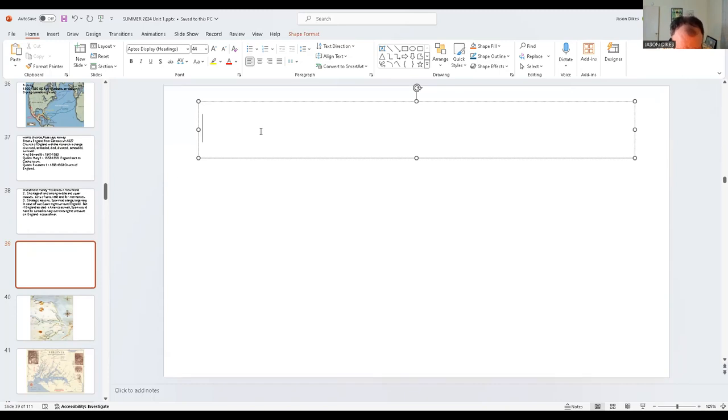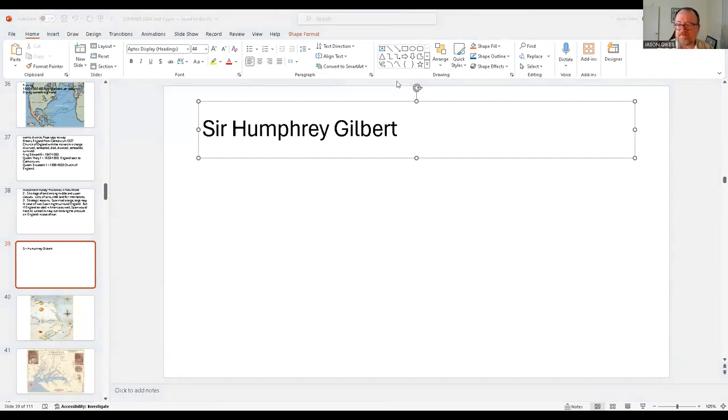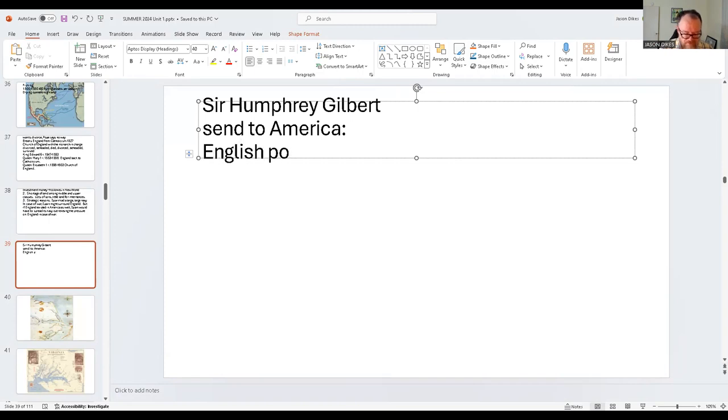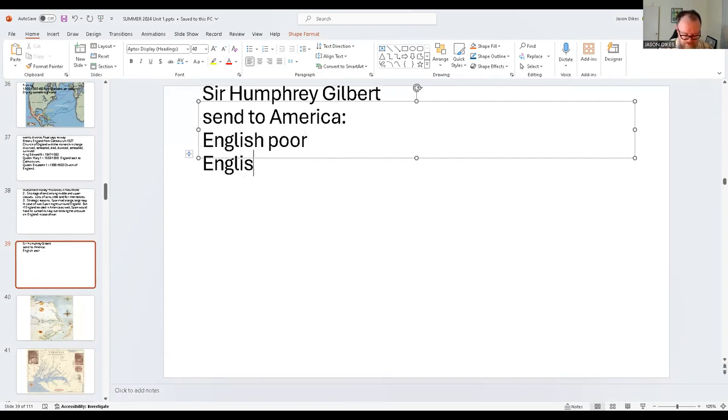Well, the first grant of land is given to Sir Humphrey Gilbert. Now, he's going to die before he ever gets to America, but it will be his idea to send to America the English poor and English religious centers.